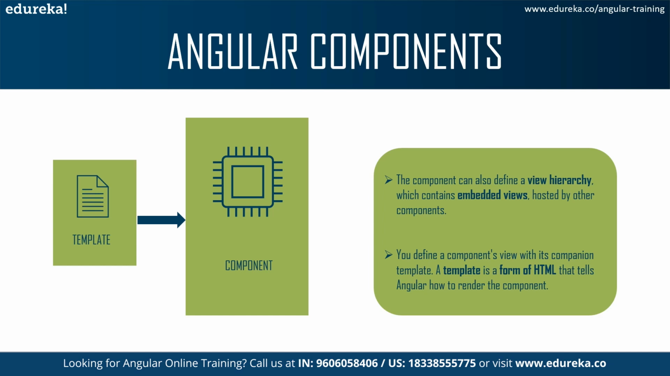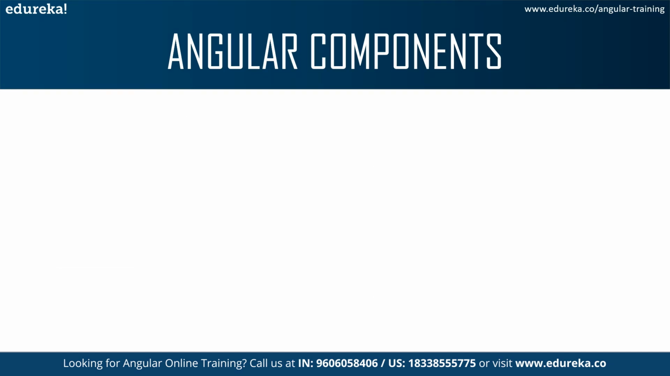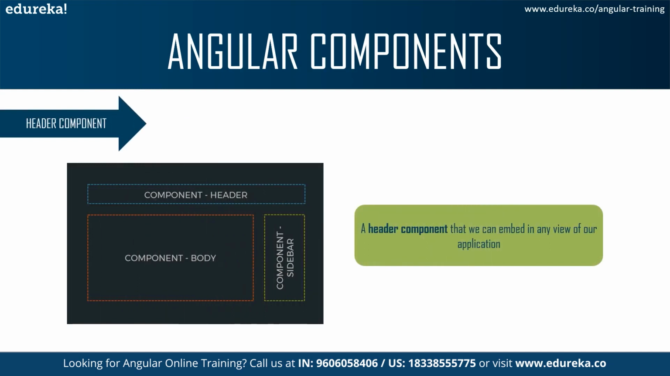Now let's go ahead and see the variety of components here. There is something called a header component. The header component tells how we can embed a view in any particular application. Say for example, you're displaying an email application. If you want to keep your inbox separate, all your menus separate, and any other thing on your application separate, each of it is considered a component, and all this is done by a header component. As you can see, there is a component body, component header, and component sidebar. All this in combination is basically known as the header component.